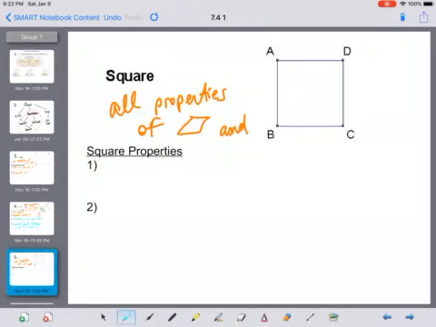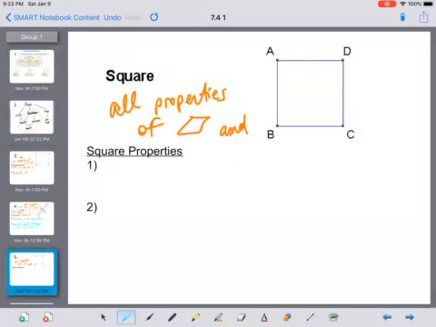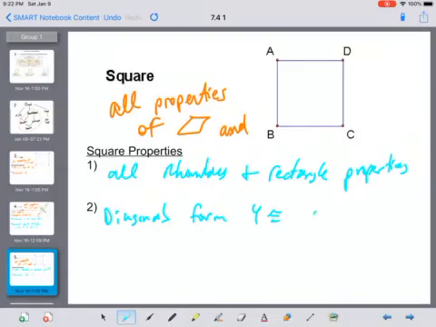And then in a square, again, all properties of a parallelogram, and then also because of it coming from a rhombus and a rectangle, it's going to have all rhombus and rectangle properties. And the diagonals form four congruent isosceles right triangles.